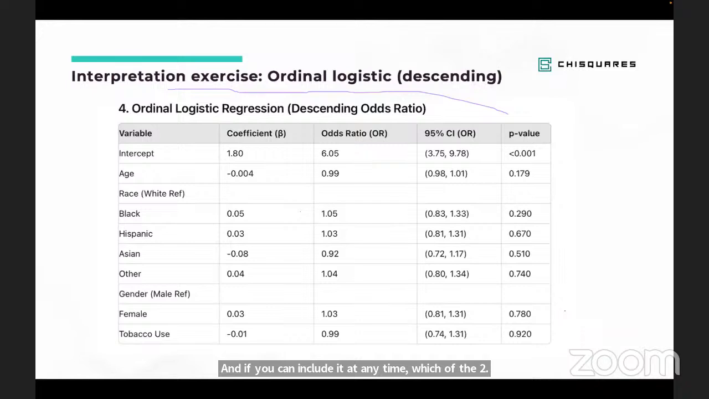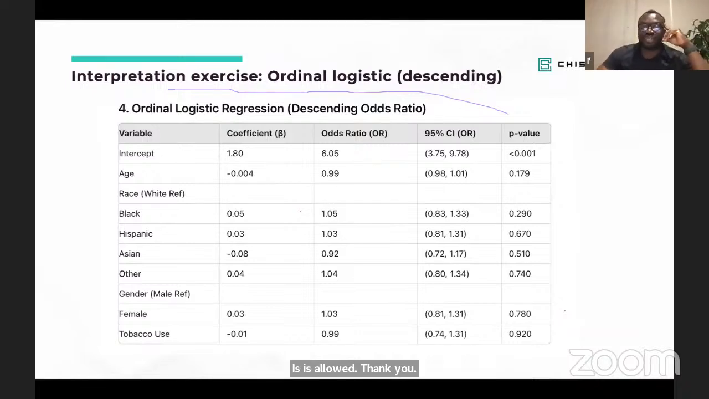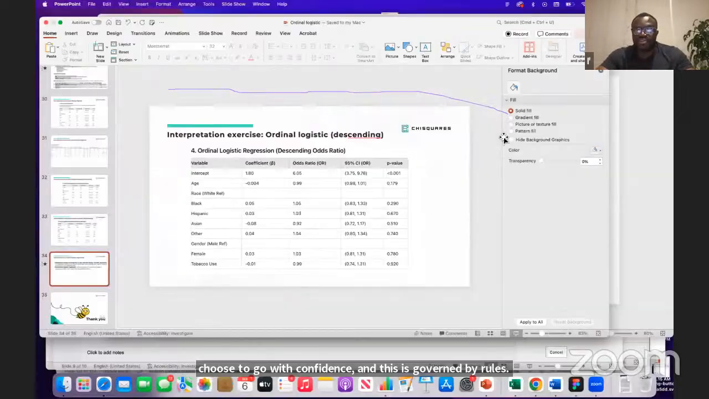Thank you. What we're trying to measure here is the variance. The variance is simply how wide the estimate is. Think of terms like standard error or confidence interval. They're all telling us one thing: with what uncertainty this point estimate was measured. They're all saying the same thing in different ways. However, for standard reporting, we choose to go with confidence intervals, and this is governed by rules. The way we do things in science is governed by rules.